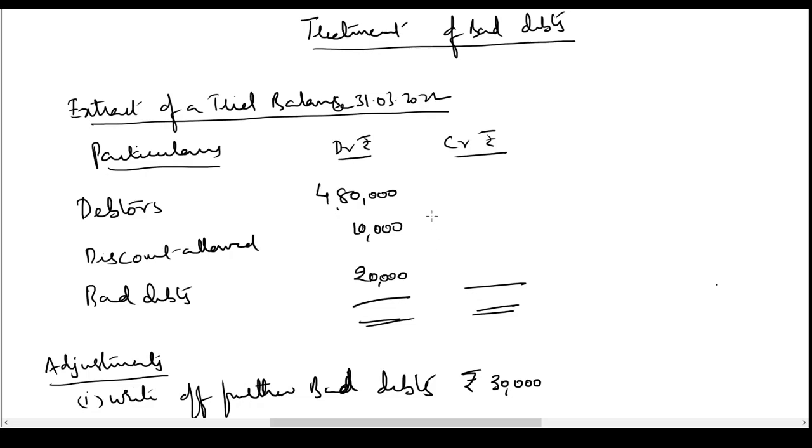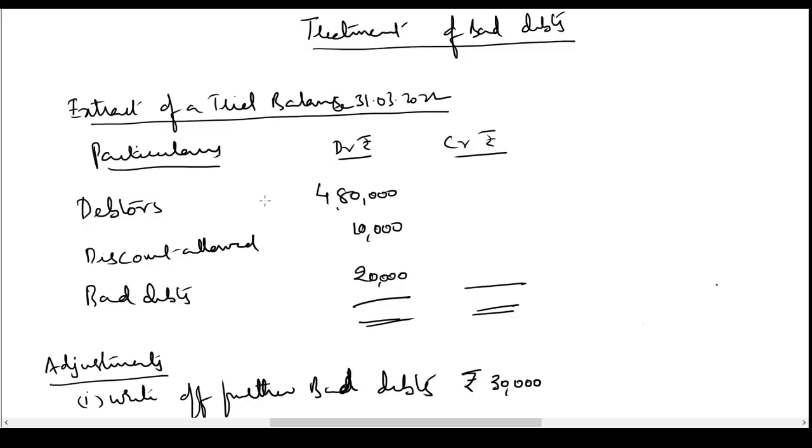In this video, we'll learn how to deal with bad debts given both inside and outside of a trial balance. Let us see the problem. Treatment of bad debts. Extract of a trial balance as on 31st March 22 is given to you.